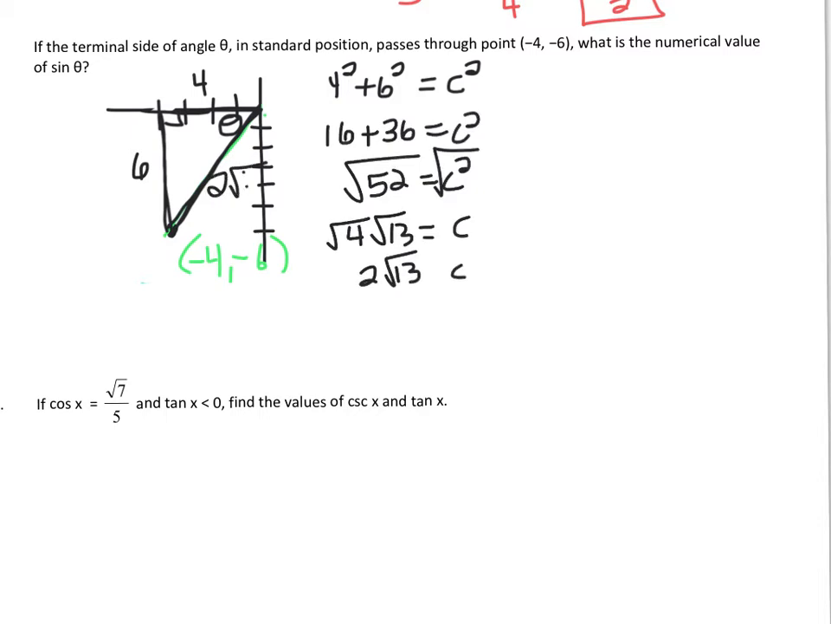Now, I want to label my sides. If this is our angle, the side across from it is the opposite. Oops, sorry about that. That was a really bad O. The side across from the right angle is always the hypotenuse, right? So this has to be the hypotenuse. It's always the longest side. And the side next to the angle we call the adjacent. Okay, so if we think about SOHCAHTOA.